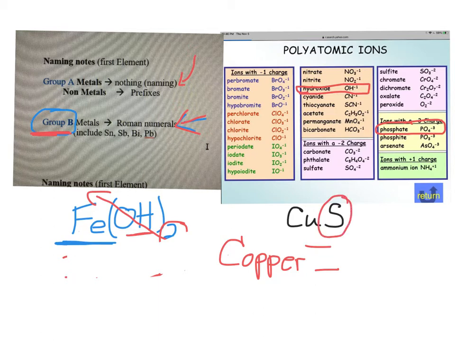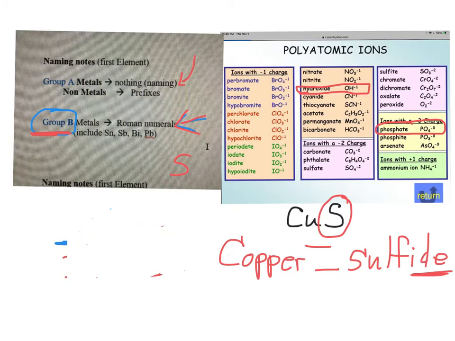Sulfur is going to be sulfide because it comes right off your periodic table. So remember, anything that comes from your periodic table is going to end in IDE. It's a binary compound. Now, look at your periodic table and what used to be the charge for sulfur before you do your crisscross. Sulfur used to be a -2.